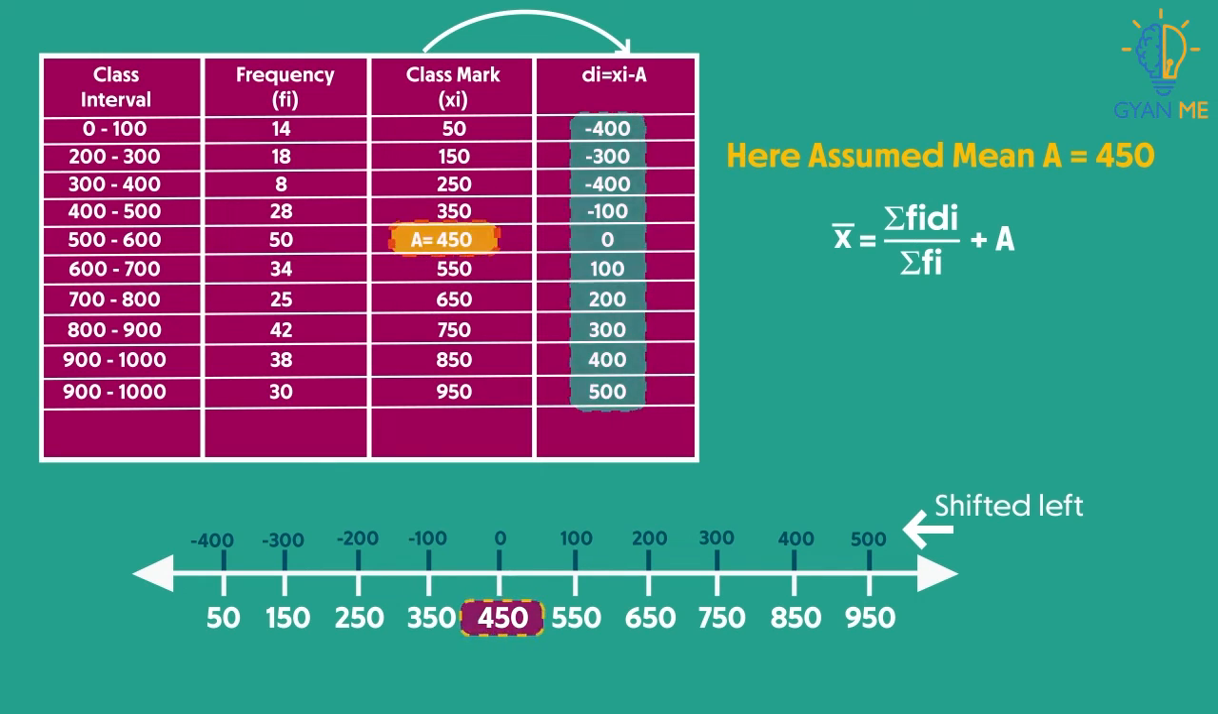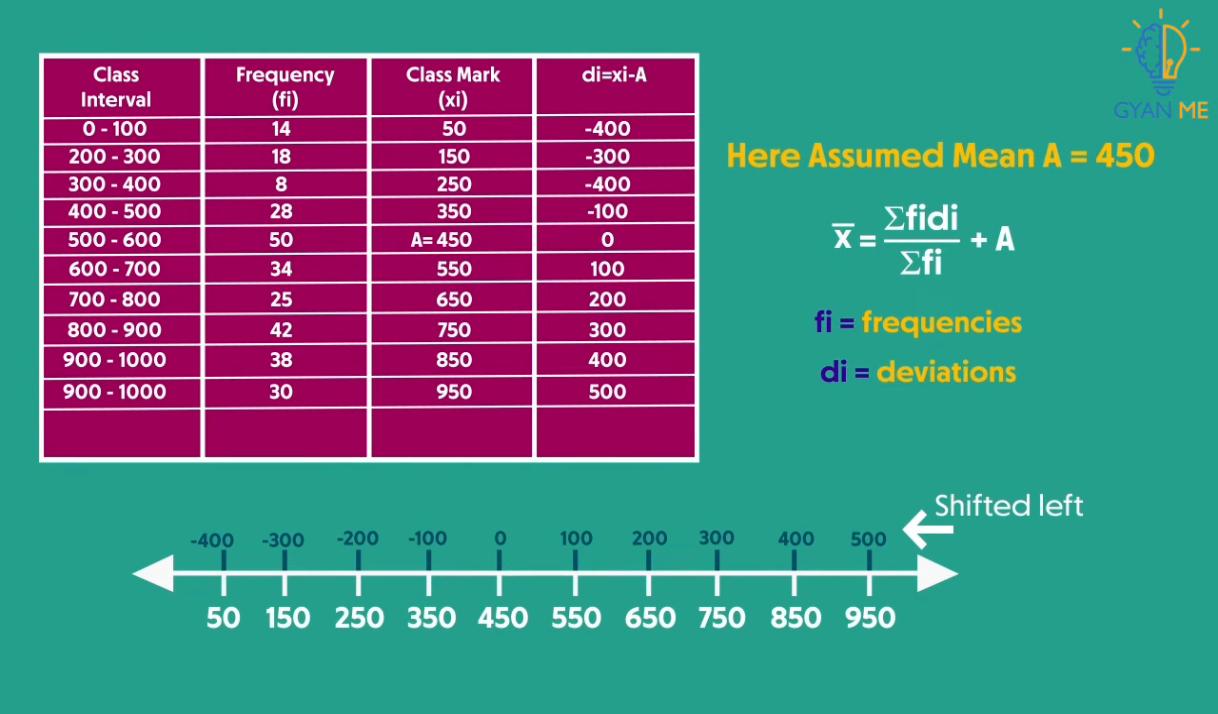And thus our formula for finding mean by assumed mean method was x bar equal to sigma fi di upon sigma fi plus a, where fi is frequency, di is deviation that we have calculated, which is found out by xi minus a, which is the assumed mean.